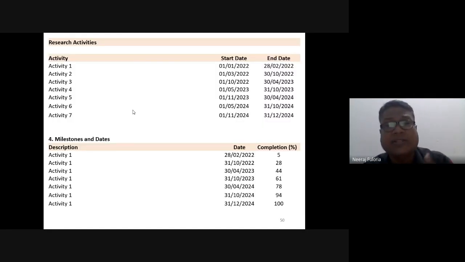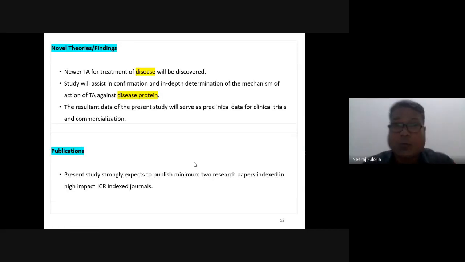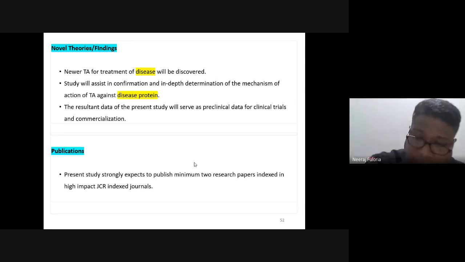Then you will write about the milestones and dates. By this time, you will be able to finish this. By this time, you will be able to finish this much percentage. So likewise, you write about the milestones and dates. Then we tell about, because what we studied, what we were going through, was in the abstract. The same thing we have to write in detail in planning later.